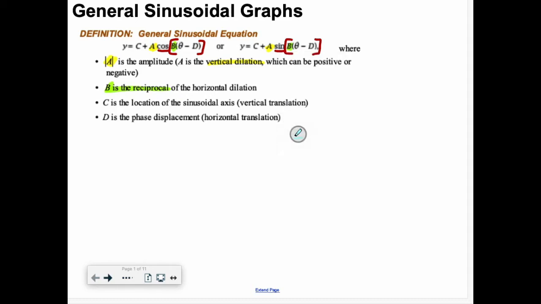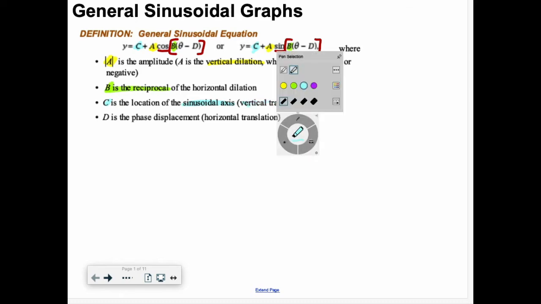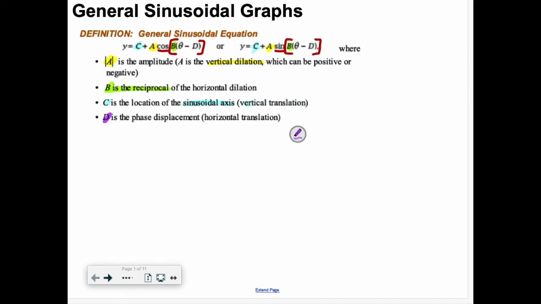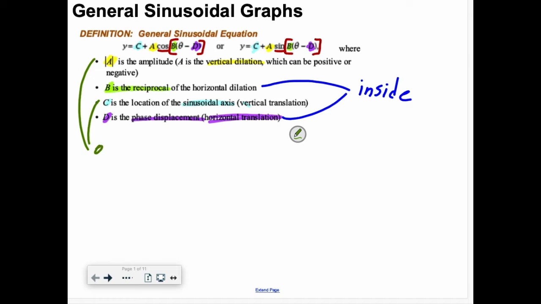Now C, this one looks complicated because it's sinusoidal axis, and you might be thinking, oh my goodness, we have another axis. All that is the vertical translation, how much you move it up or down. And then D is the phase displacement. You might be saying, oh my goodness, what the heck is the phase displacement? It's just the horizontal translation, how much we move it left or right. Now notice that B and D are inside, so they're always going to be the opposite sign of what you expect. And then A and C are outside, so they're going to be the same sign that you would expect.